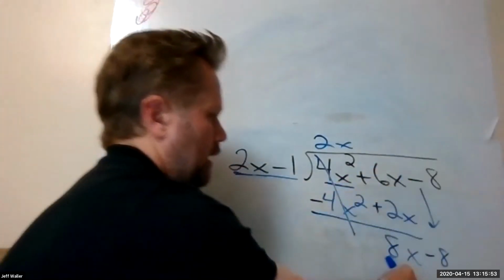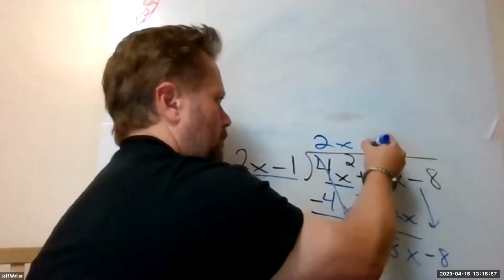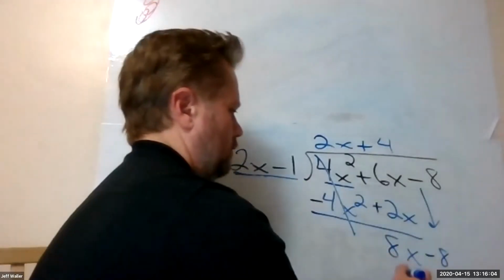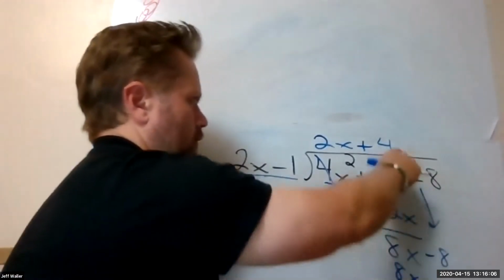2x times what is 8x? Times 4. So you put plus 4, right? And then you multiply that to each of these. 4 times 2x, 8x. 4 times negative 1, negative 4.